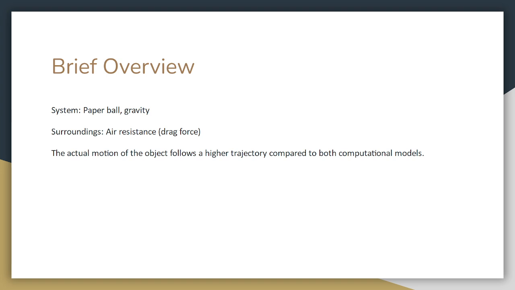The system in this experiment was the paper ball and gravity, and the surrounding was the air resistance, which is the drag force. The actual motion of the object follows a higher trajectory compared to both computational models.